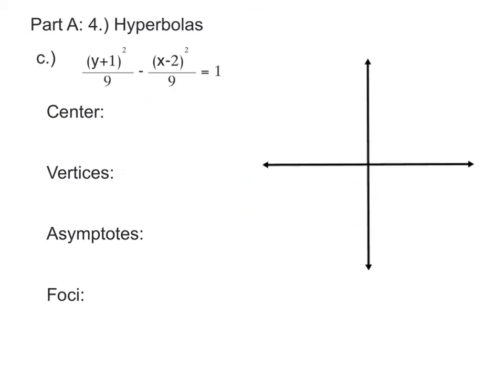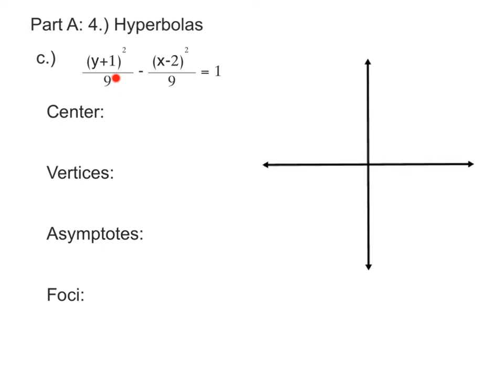Before we get started on this last one, there's a couple things I want to point out. First of all, we notice that the x term does not come first this time. The x and the y are switched around. That's going to change the direction that this hyperbola opens. So instead of opening horizontally, it'll open vertically.